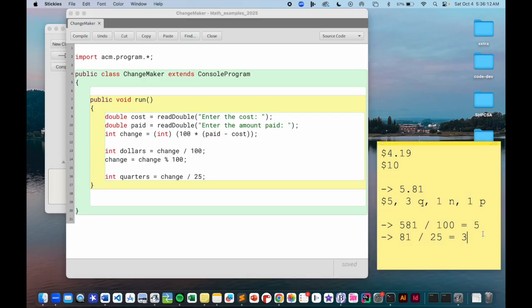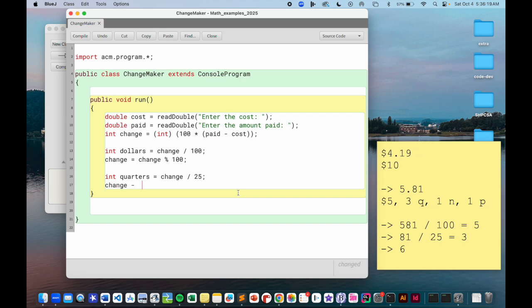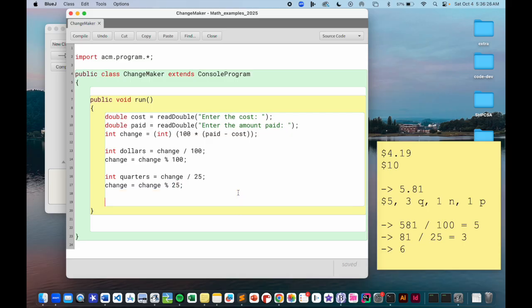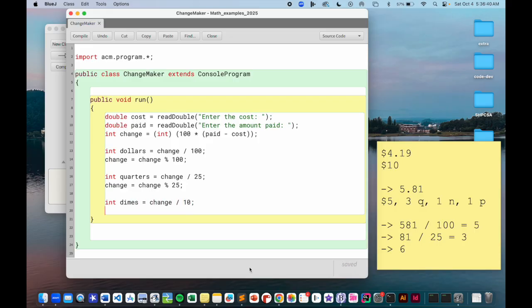Then how do I get the 6 cents that are left over after that? I actually have to do mod. Change equals change mod 25. Now we know in this particular case I have 6 cents left, so I'm not going to do any dimes, but we could see a scenario where you might want to give a dime or two. So let's do this. Int dimes equals change divided by 10. Change equals change mod 10.